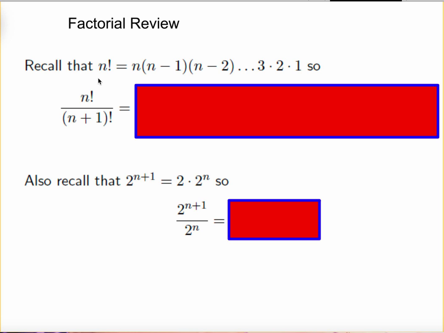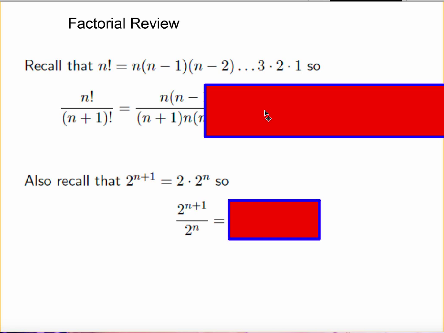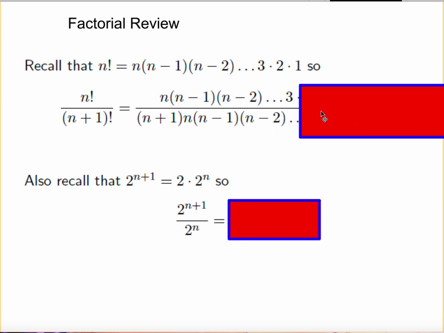Just remember that n factorial is the same as n times n minus 1 times n minus 2 times n minus 3, and so on and so forth until we get down to 3 times 2 times 1. So if we had something like n factorial divided by n plus 1 factorial, what we could do is expand out our numerator and denominator in this manner.